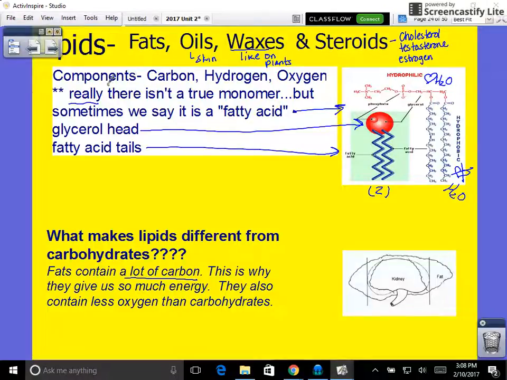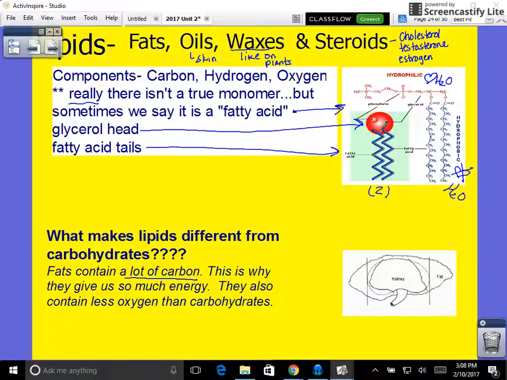What you need to know about lipids is that they're also made of the same components as carbohydrates, like carbon, hydrogen, and oxygen. However, they are not in the 1 to 2 to 1 ratio. Lipids contain a lot more carbon than carbohydrates. So while it's the same ingredients, it's just in different combinations. There really isn't a true monomer for lipids. Sometimes we say it's a fatty acid and call this the monomer, but it's not really a true monomer.